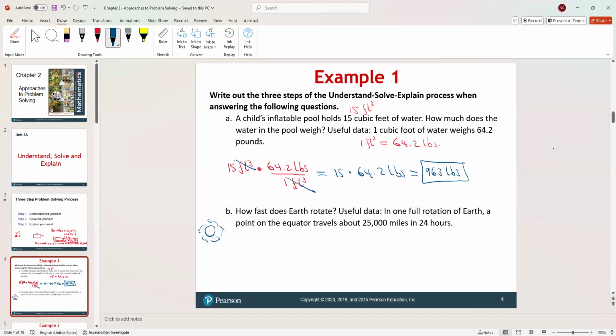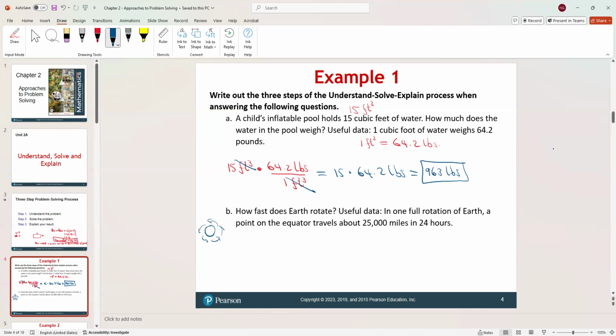They said in one full rotation of Earth, a point on the equator travels 25 miles in 24 hours. Well, how fast is it rotating? I need to verify these questions and make sure it doesn't tell us what it on time.